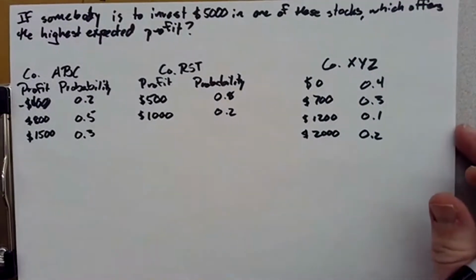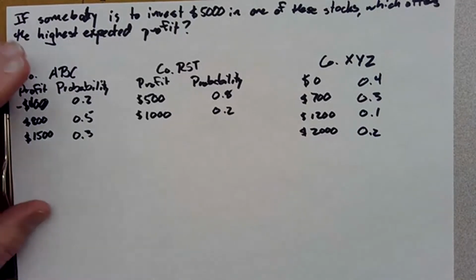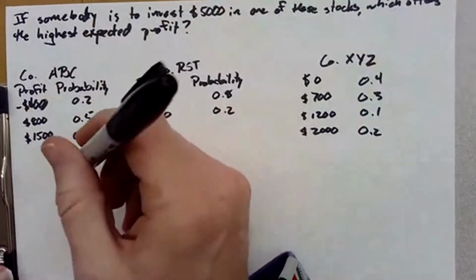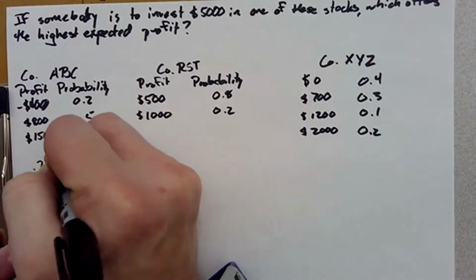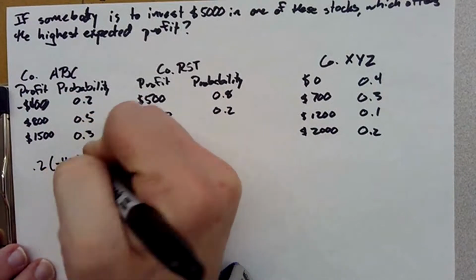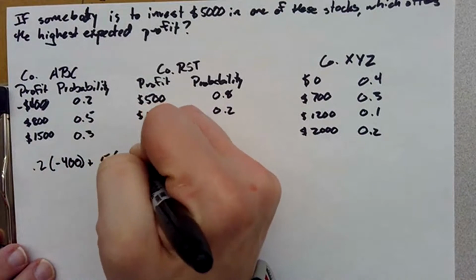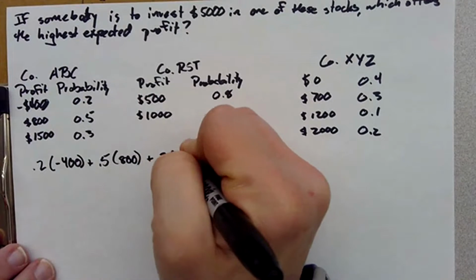If somebody is to invest $5,000 in one of these stocks, which offers the highest expected profit? Okay, well, to figure this out, we just say what's going to happen. We've got our profits all figured out. We've got probabilities for each of the profits. We just calculate it this way. I do 0.2 times negative 400 plus 0.5 times 800 plus 0.3 times 1500.